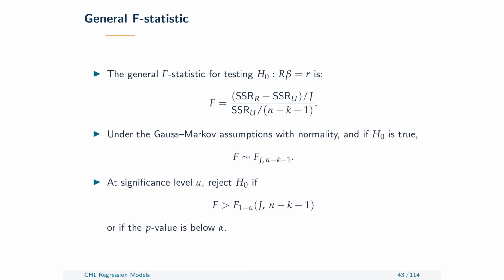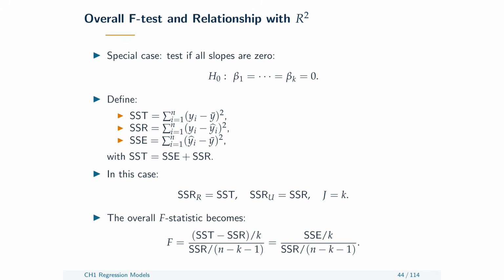The general F statistic measures the increase in the residual sum of squares caused by the restrictions divided by the number of restrictions. It then scales this increase by the unrestricted residual variance estimate. A large value means that imposing the restrictions worsens fit by more than we would expect from sampling noise under the null. The overall F-test asks whether all slope coefficients are jointly zero.